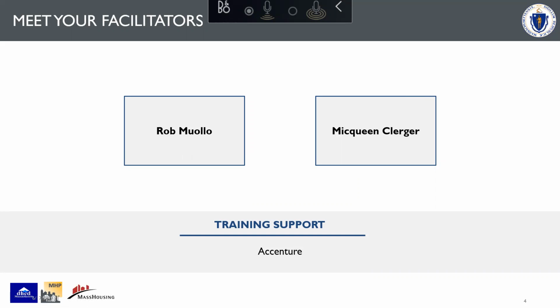So to introduce ourselves, my name is Robert Malo. I'm an asset management redevelopment specialist at DHCD. I'm joined by McQueen Clerger, who is subsidized housing program coordinator, also at DHCD. And we're also receiving support from Accenture, who is supporting DHCD with the rollout of SHERA, the Subsidized Housing Emergency Rental Assistance Program. So we have a whole team ready to support you and your staff as you get up to speed and comfortable with SHERA. And again, please ask us any questions that you might have during the designated times.